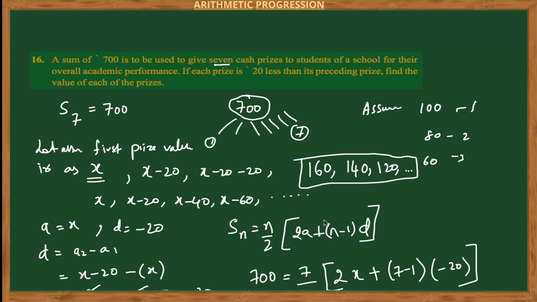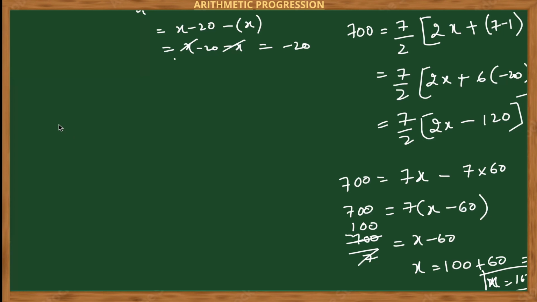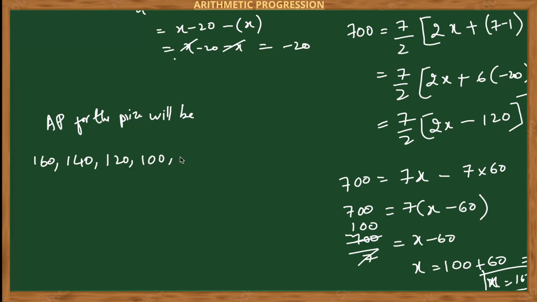So let's put it here. The answer: the arithmetic progression of the prices will be 160, 140, so totally there are 7, right? 140, 120, 100, 80, 60, 40. Okay, 1, 2, 3, 4, 5, 6, 7. So this is the price distribution which we have done.